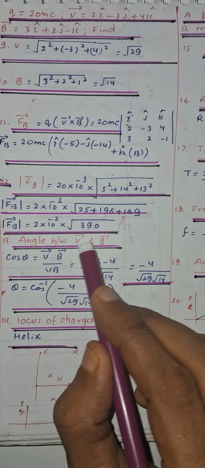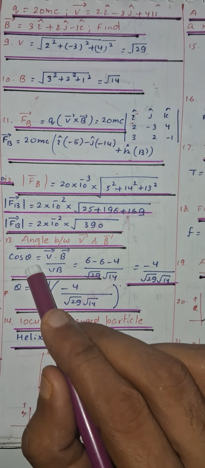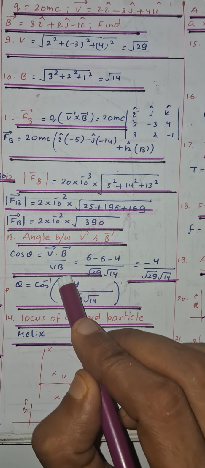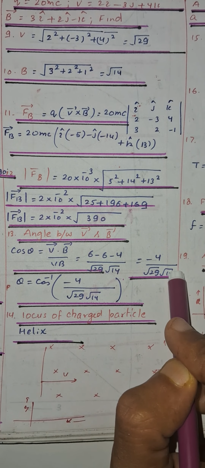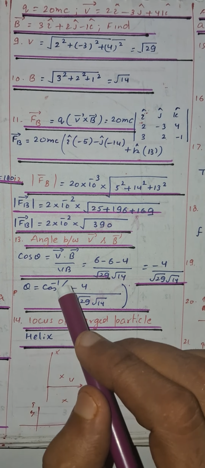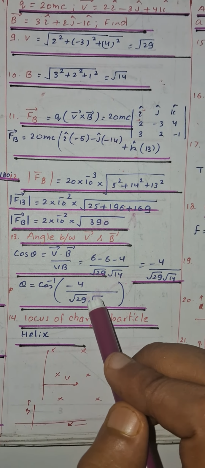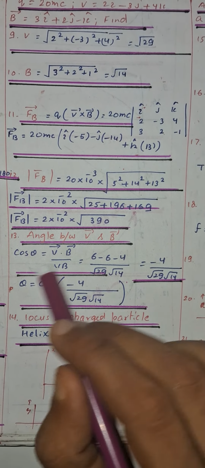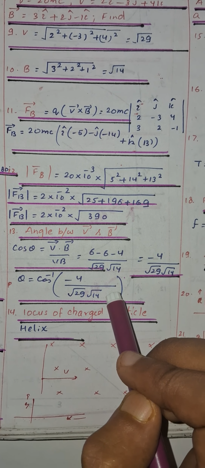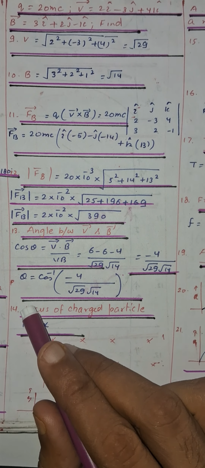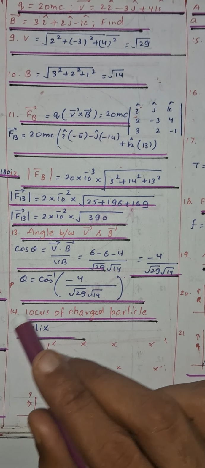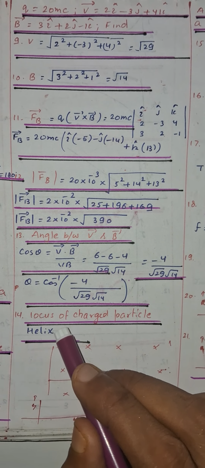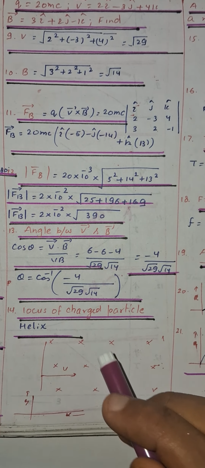Then is the angle between velocity and magnetic field. Using the expression cos theta is V dot B upon VB, we have this as the cos theta. So theta here will be cos inverse of minus 4 by root 29 into root 14, and it ensures that the angle will be obtuse. Then is the locus of the charged particle. We know that for an obtuse angle the locus is a helix, so it will be a helix.